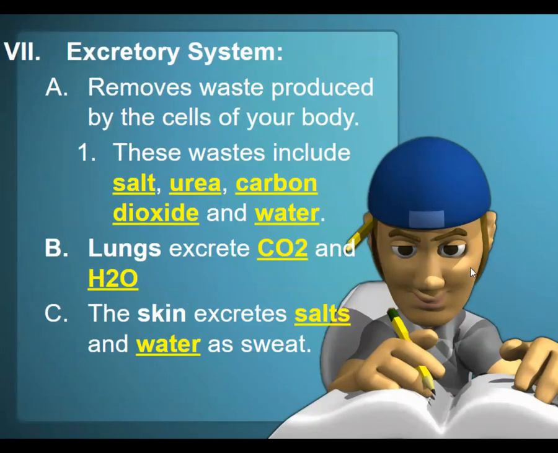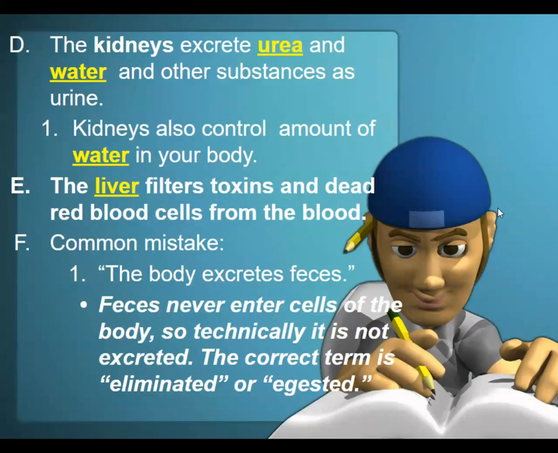Okay, now on to your excretory system. This is going to remove wastes that are produced by the cells of your body. And these wastes include salt, urea, carbon dioxide, and water. Your lungs are going to help excrete carbon dioxide and water when you breathe out. And your skin can excrete salts and water as sweat. Your kidneys excrete urea and water and other substances as urine. Your kidneys also control the amount of water in your body.